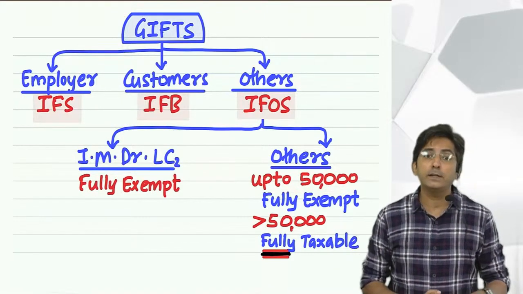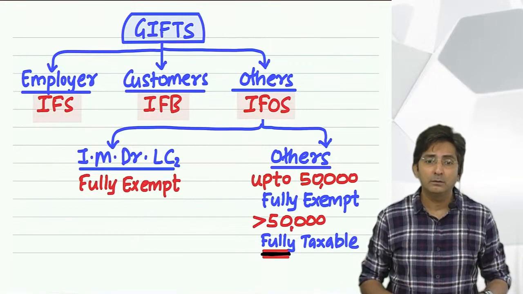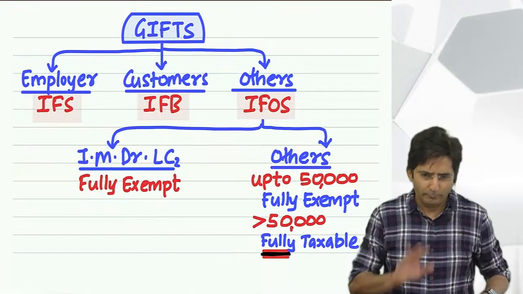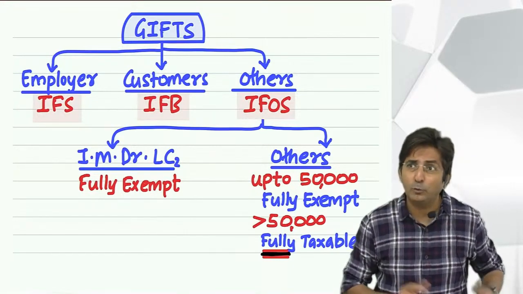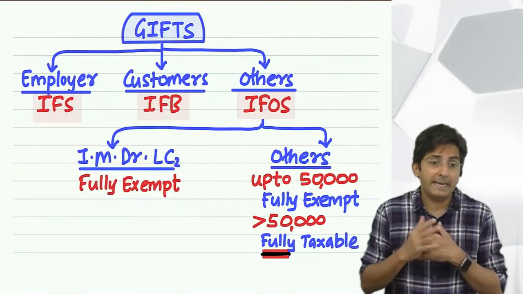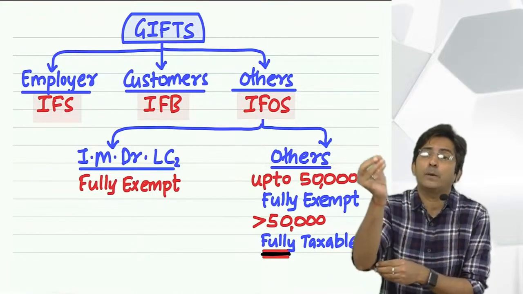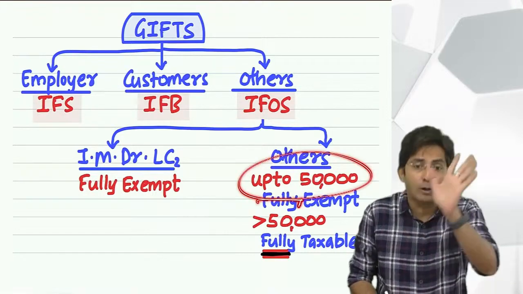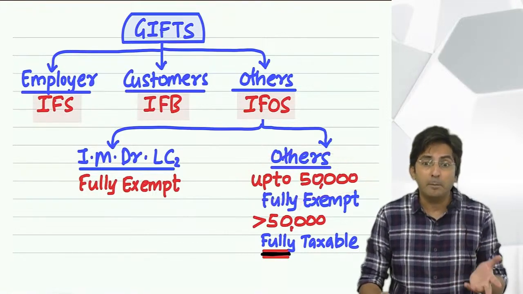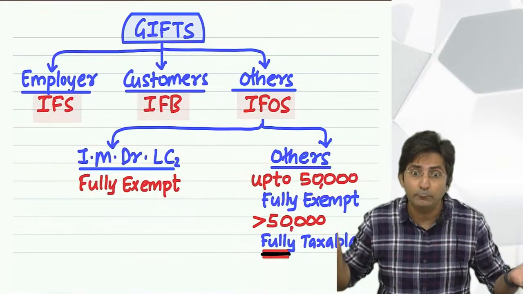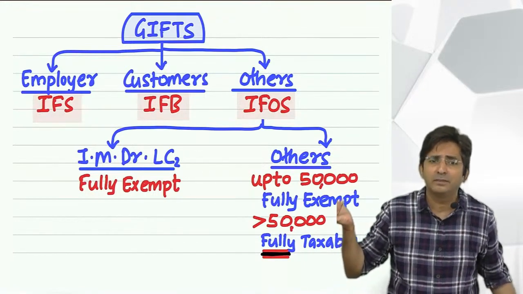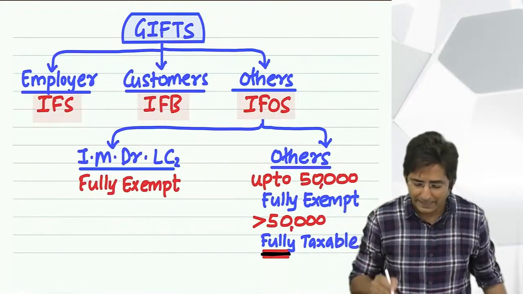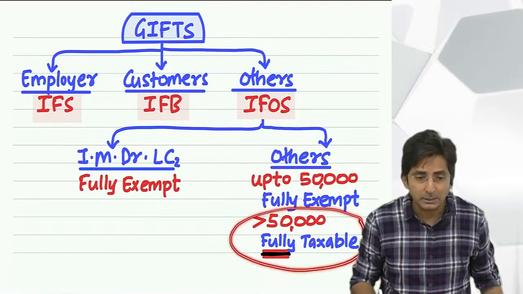But if you say someone gave me a gift of 20 lakhs, who gives you a gift? Tell me. Have you got any friend who is ready to give you a 20 lakh gift? Okay, I can have a friend who can give me a gift of 20,000 also. Up till 50,000 the government is ready to believe. But for an amount of 25 lakhs, if you say, no, I got a gift, unbelievable. That's why it is fully taxable.